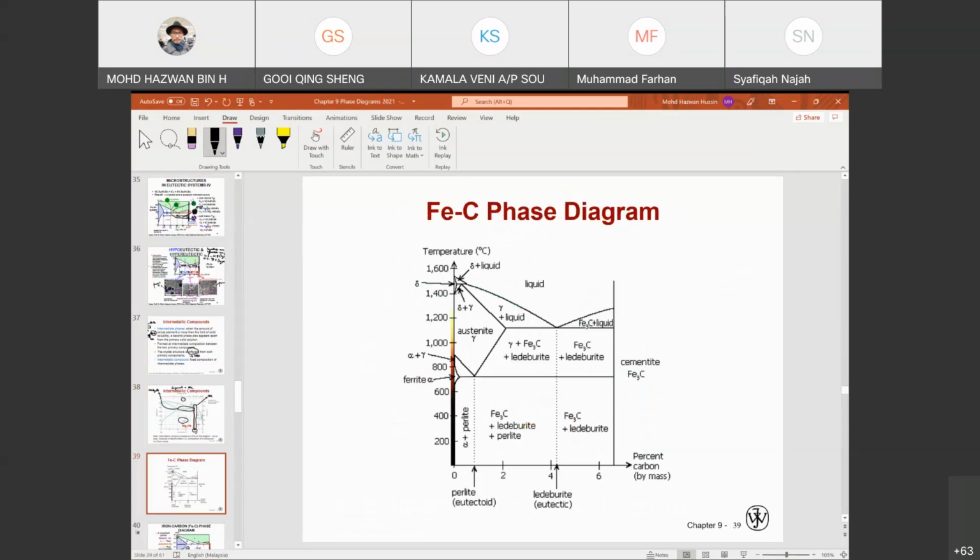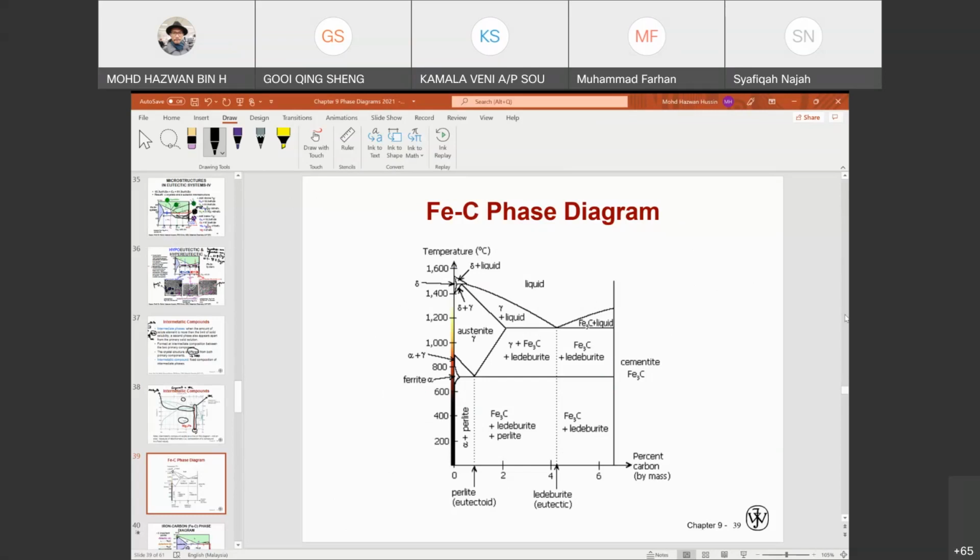So far, is there any question? Anything that you would like to ask before we continue with another phase diagram? Any question? All right. If there's no question, then I will proceed with another phase diagram.